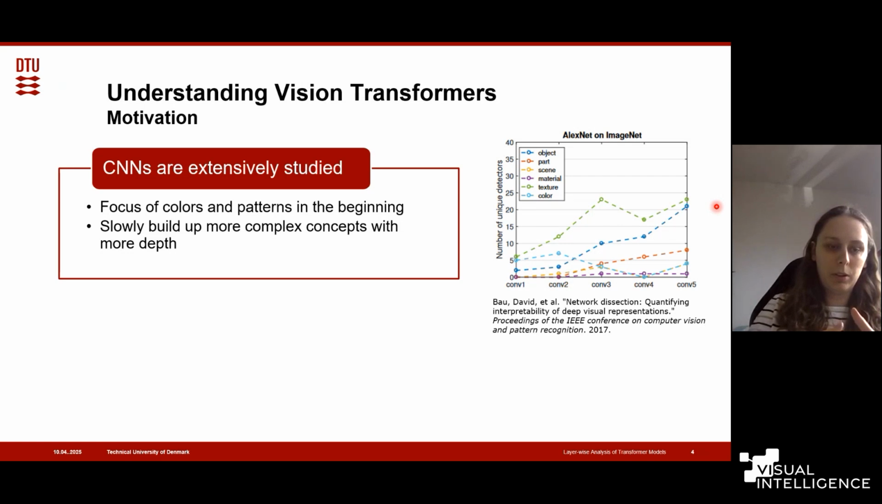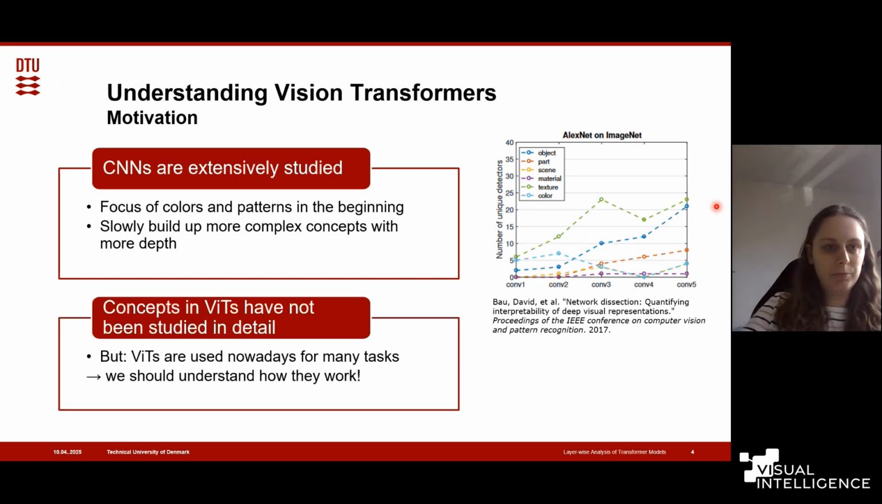So they focus on small-scale patterns and colors in the beginning, and then as the receptive field grows and they can access the whole image, they also can focus on objects and more complex things. And I guess a lot of us have played around with visualizing filters in CNNs and analyzing those. So those are quite easy to analyze and quite well understood.